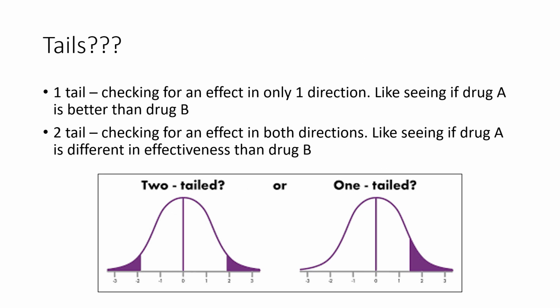Here is a bit more on tails. If it is one tail, you're checking for an effect in only one direction, like seeing if drug A is better than drug B. For two tailed, you're checking for an effect in both directions, like seeing if drug A is different in effectiveness than drug B.